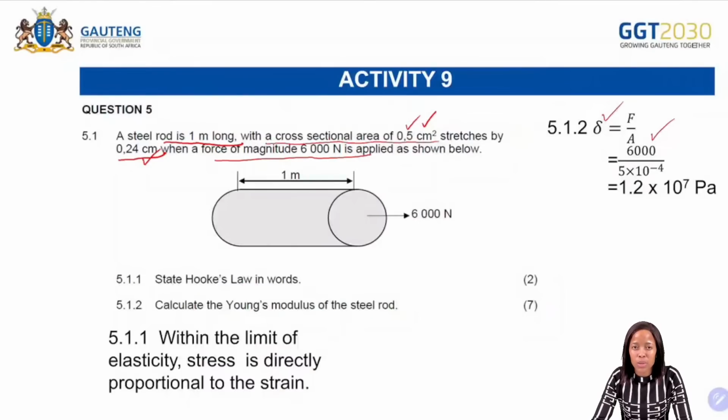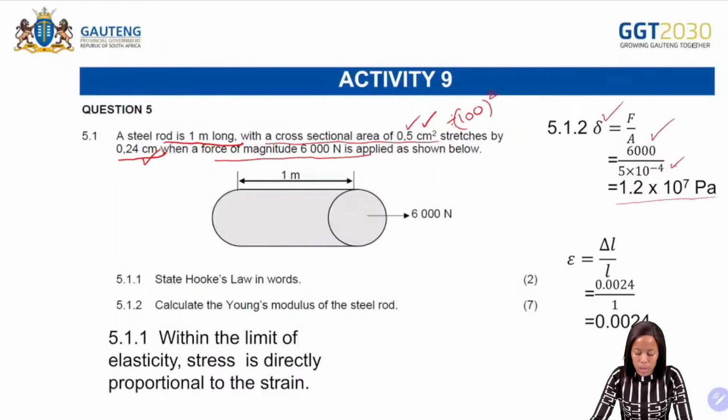Remember, for us to convert from centimeters to meters, we are going to divide by 100. But now, because we have centimeters squared, it's going to be divided by 100 squared. And that should give us 5 times 10 to the power of -4. So now we calculate, and that should give us our answer of stress in pascals.